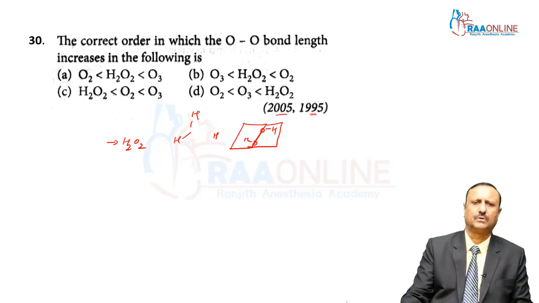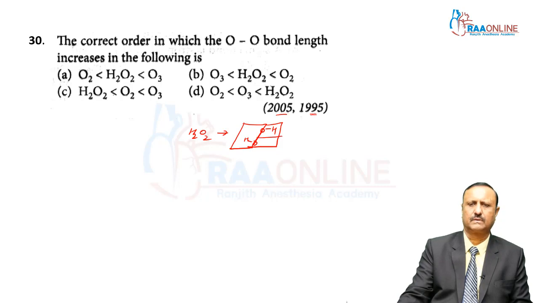So, you can find out the structure of H2O2, and then you can find that the bond length is maximum, and this bond length is 1.48 angstrom. Now, we can see the ozone molecule. In the ozone molecule, the bond length of O and O is equal to 1.28 angstrom.